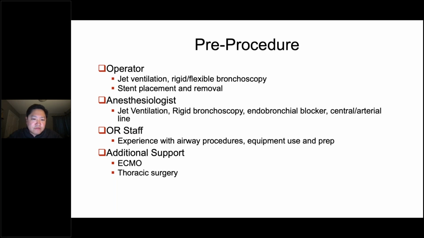If you look at the IFUs, the instructions for use, when you're getting these stents, they come in the box. They tell you how to place the stents, but removal could be tricky. So that's one area that needs to be taught. Anesthesiologists need to be comfortable with jet ventilation and rigid bronchoscopy. If there are complications like bleeding, do they have endobronchial blockers? And if it's a patient that is somewhat in the gray zone for stability, getting central arterial access before you do the procedure may also be warranted.